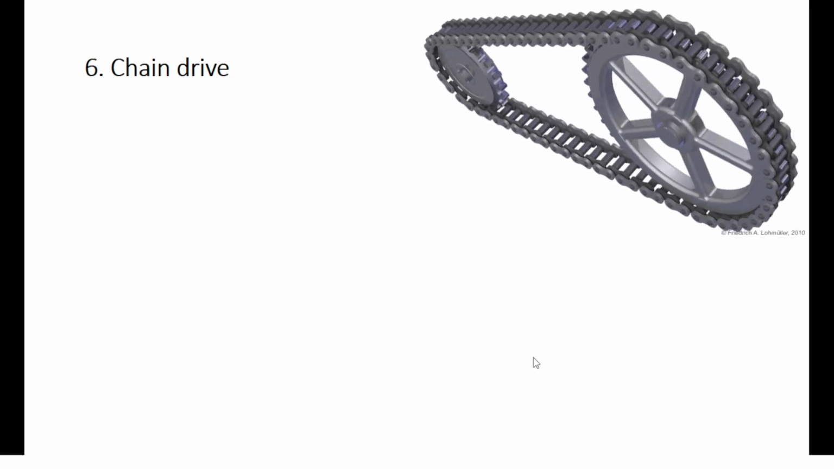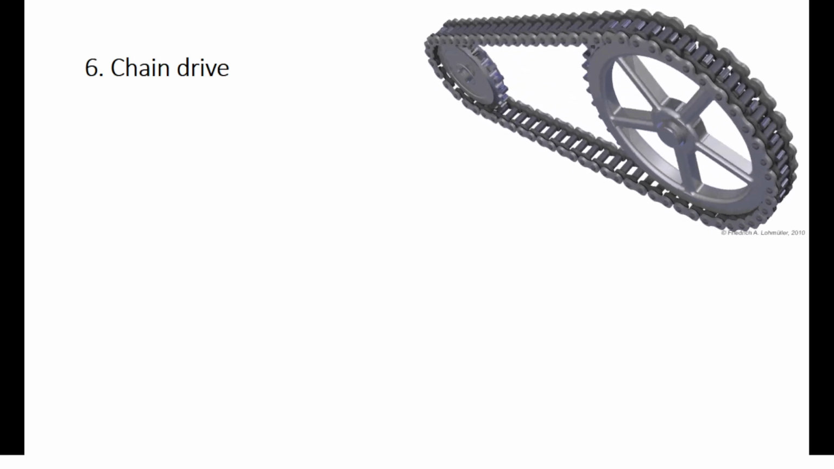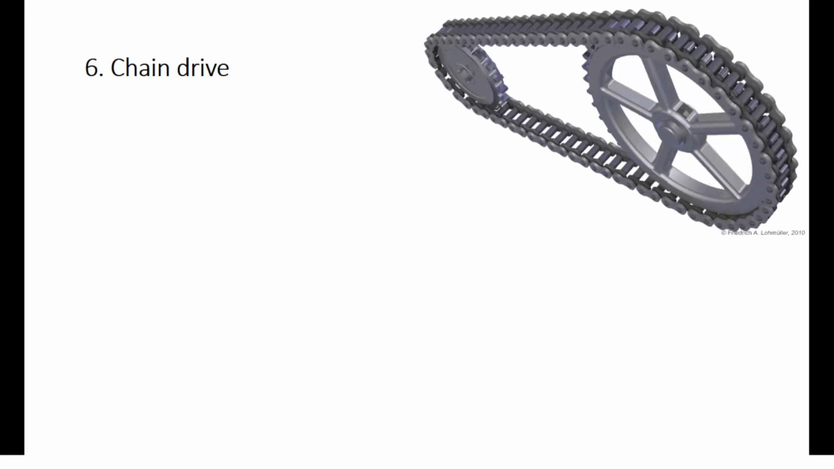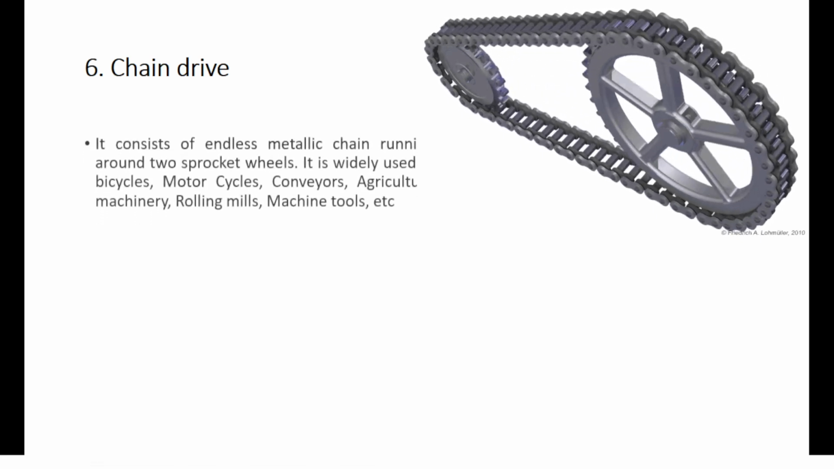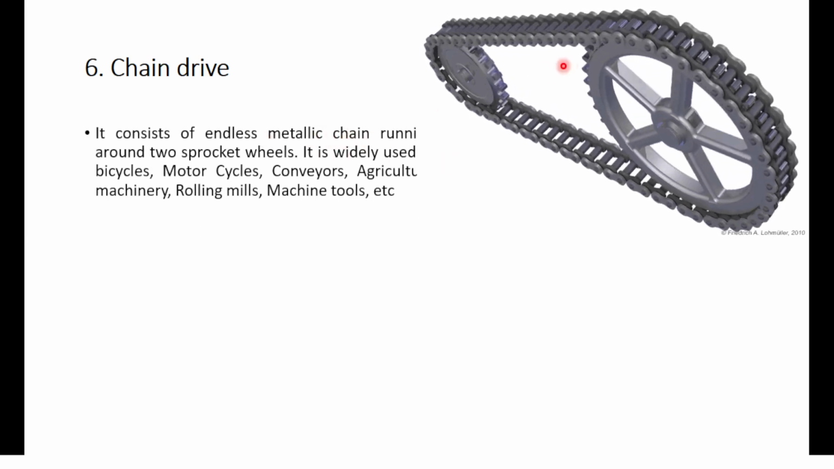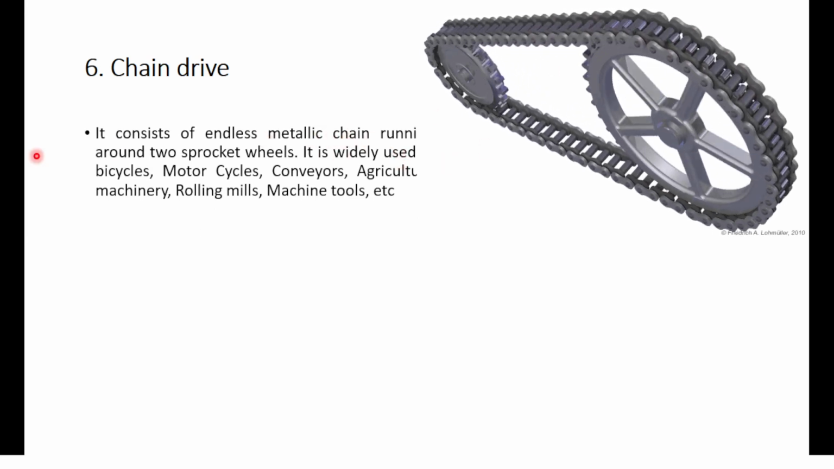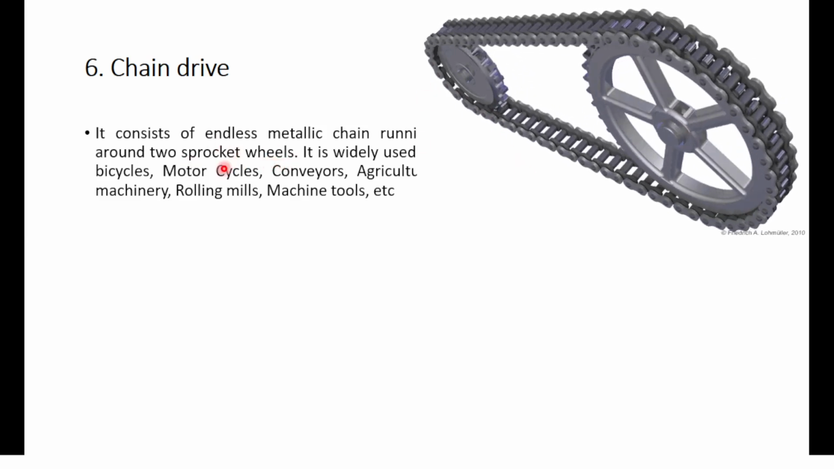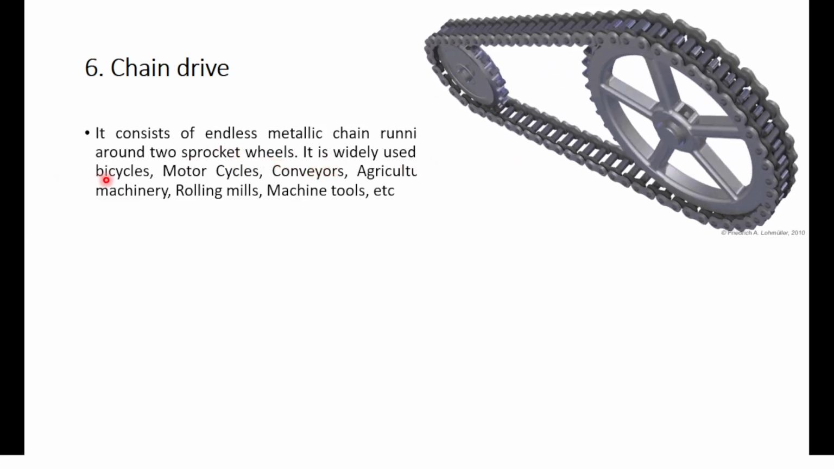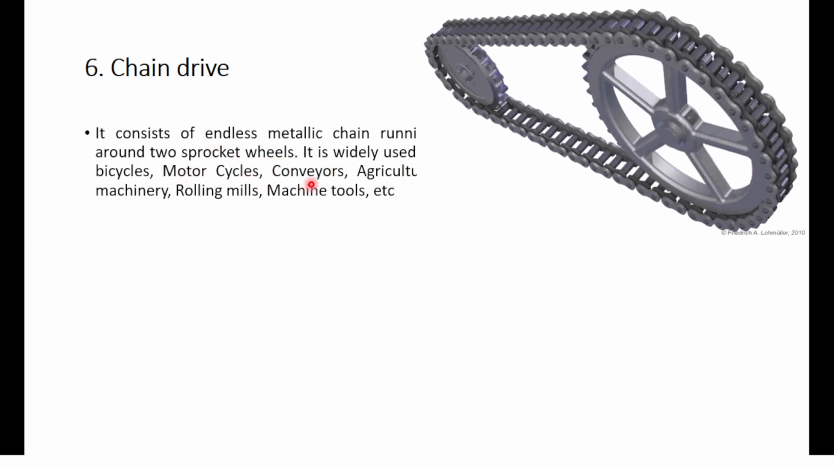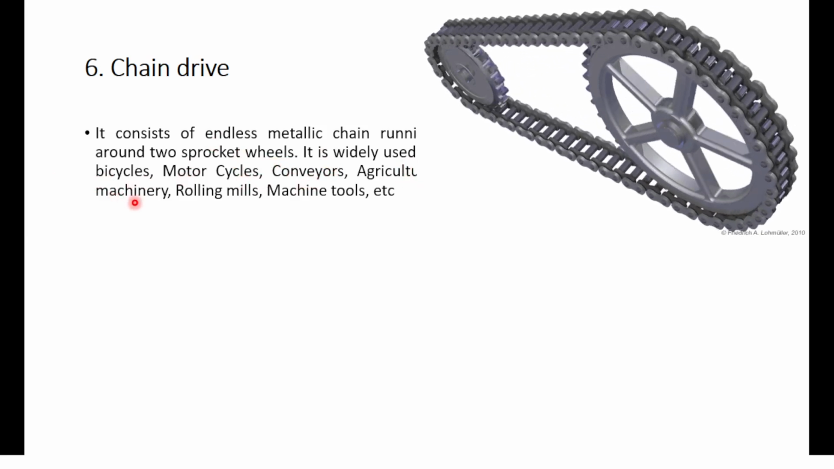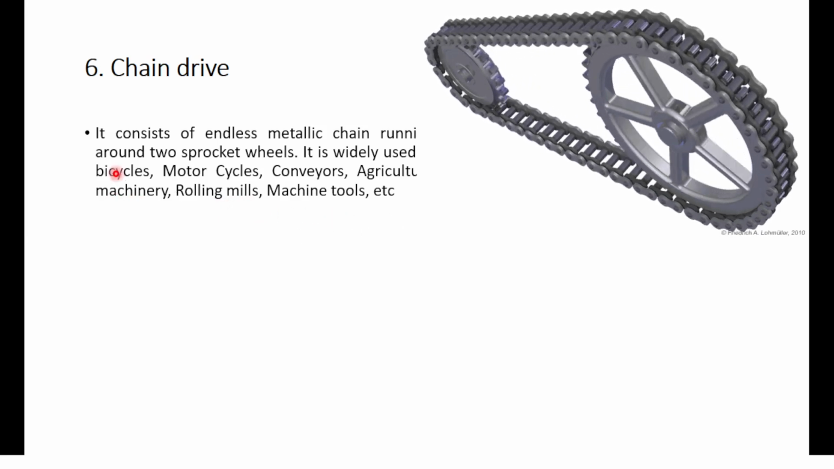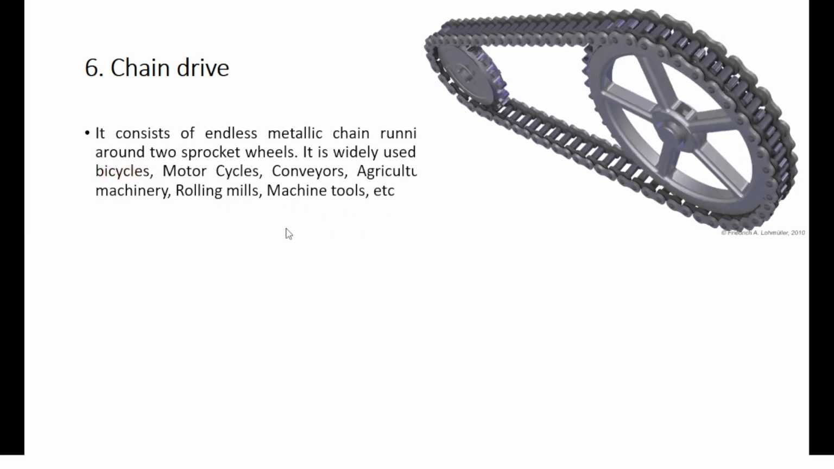Then the next type of mechanism is the chain drive. The best example for the chain drive is our bicycles. It consists of an endless metallic chain, this one, running around two sprocket wheels. These are the sprocket wheels. It is widely used in bicycles, motorcycles, conveyors, agricultural machinery, rolling mills, and machine tools. The best examples are motorcycles and bicycles.